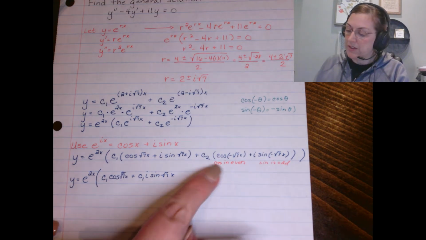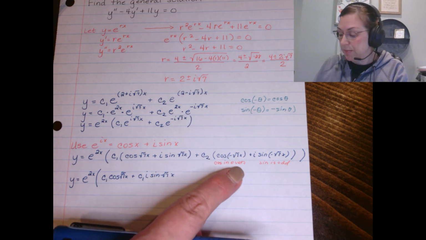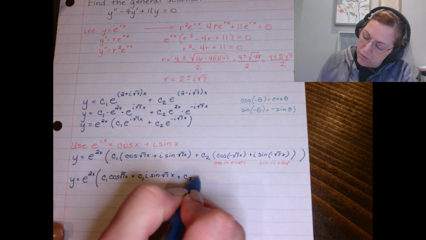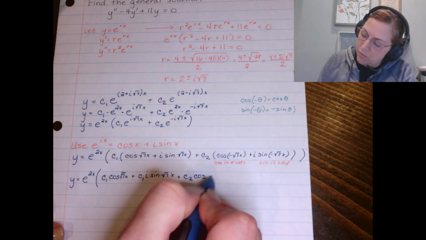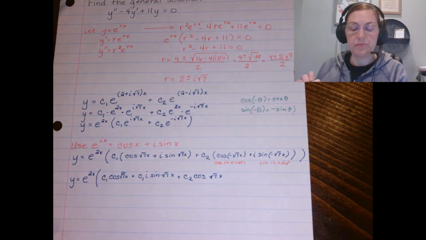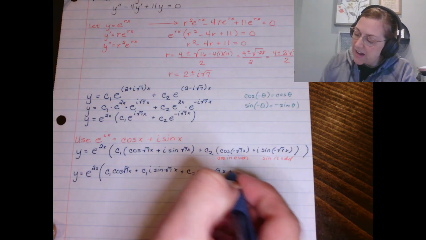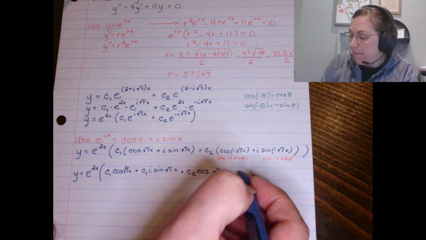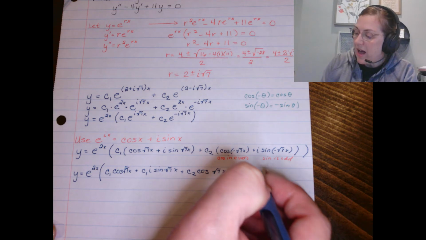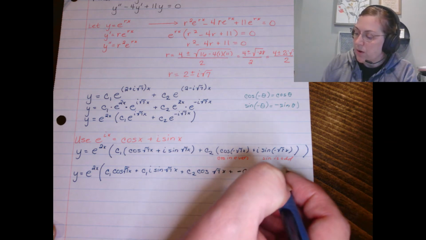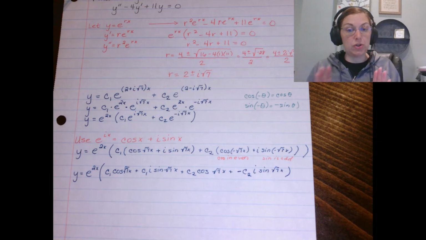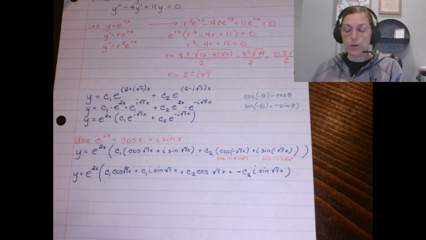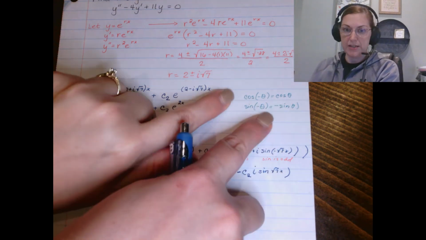Okay, now here, this is where I'm going to distribute the C2, but I'm going to absorb that negative as well. So I've got C2 cosine of square root of 7x, and then I've got minus, because that negative is going to come out front, minus C2 i sine of square root of 7x. Okay, so I made two changes there. I distributed the coefficients, the constants, and I also adjusted these using the trig identities.